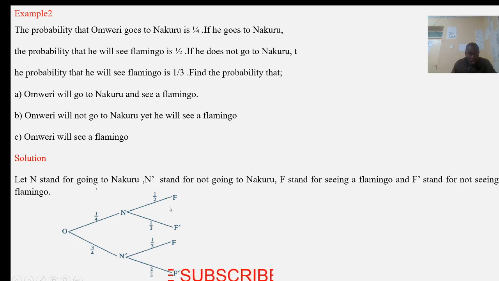Find the probability that Omweri will go to Nakuru and see a flamingo. It will be a quarter times a half. Omweri will not go to Nakuru, yet he will see a flamingo: it will be 3/4 times a third. Omweri will see a flamingo. Seeing a flamingo is either this or this one. So it will be going to Nakuru and seeing a flamingo, or not going to Nakuru and seeing a flamingo. We multiply this, and we add with this multiplication.